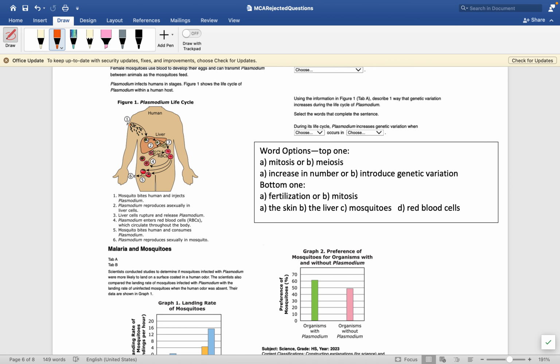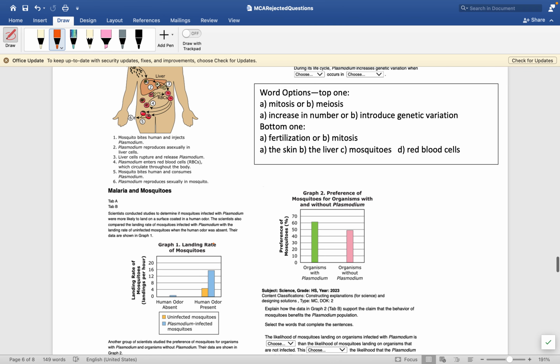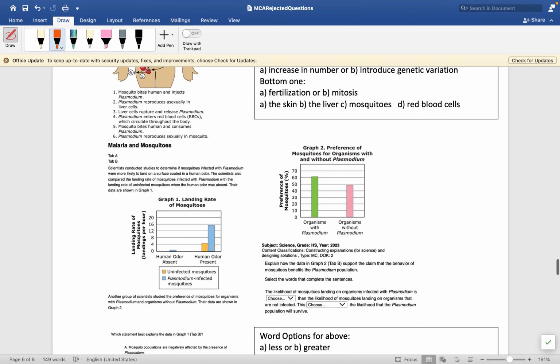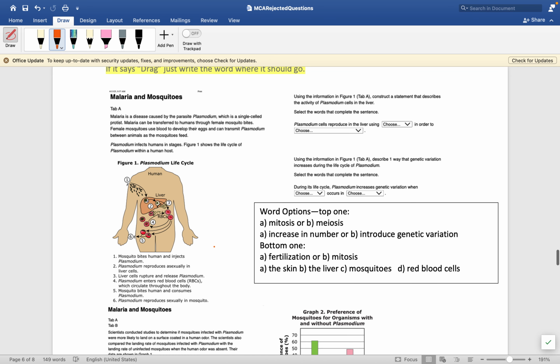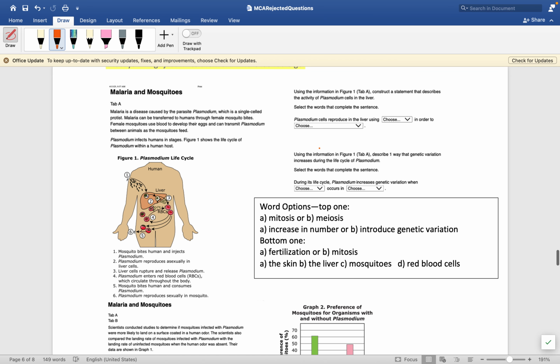So there's the mosquito, and it gets in, and then it finds the liver, and it looks like it gets inside some liver cells, and makes more Plasmodium, and they bust out and they just continue to infect red blood cells and spread. And then mosquito bites human, it consumes the Plasmodium, and then it can sexually reproduce in the mosquito. Okay, so there's the steps underneath it. Using the information in tab A, construct a statement that describes the activity of Plasmodium cells in the liver. Plasmodium cells reproduce in the liver using what?